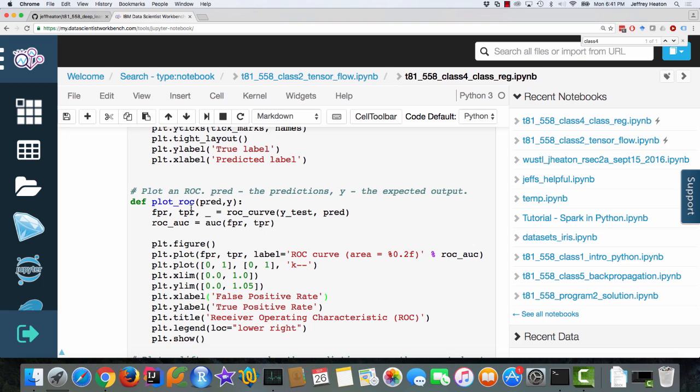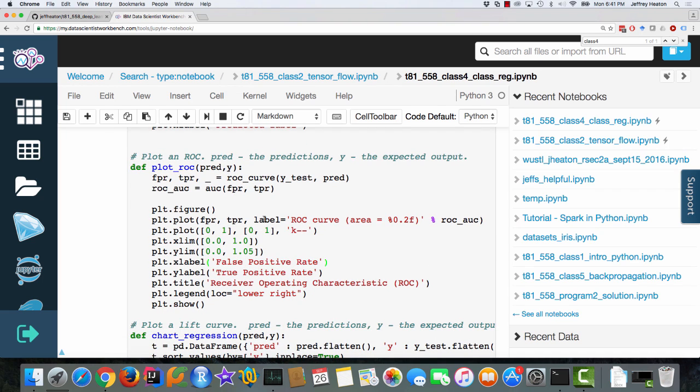And then plot an ROC. I tried to make these as consistent as possible so they're really easy to call. Basically, you pass in your predictions and then you pass in the real values. And you do the same thing for the chart regression.